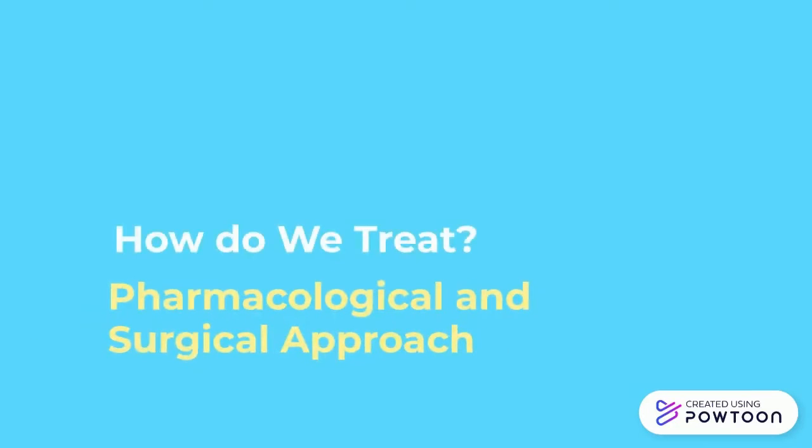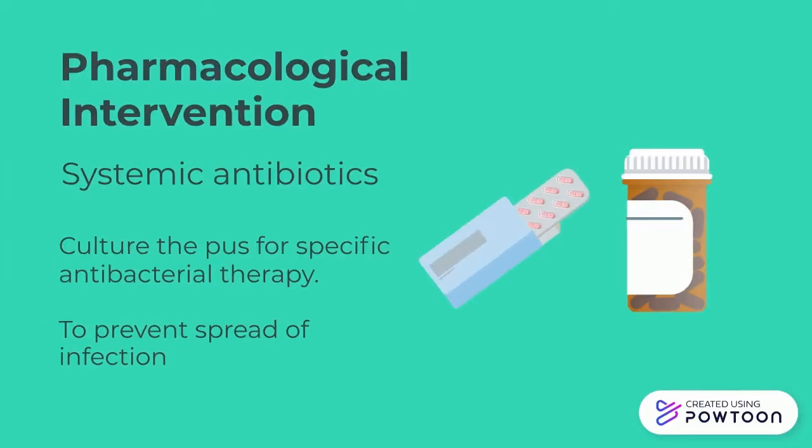Therefore, how do we manage the disease? There are pharmacological and surgical approaches. Systemic antibiotics will be prescribed to the patient to help kill the bacteria. The pus will be cultured to identify the specific organism causing it. So the antibiotic will be given to prevent spread of infection.